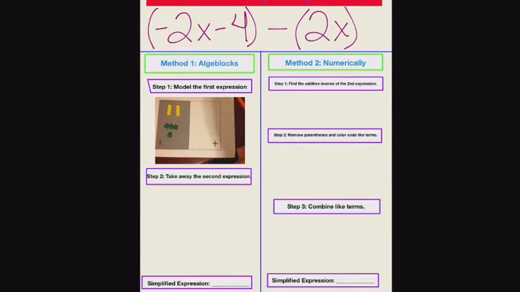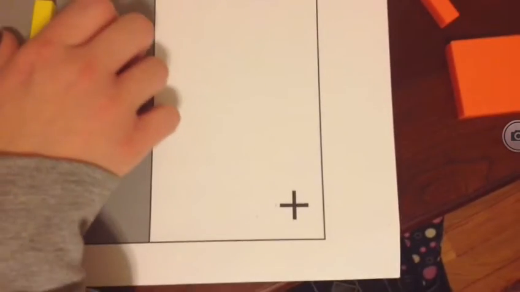Okay, and now we're going to go ahead and take away that second expression. So we're going to take away 2x, okay? So we're going to go ahead and take that 2x away, okay?